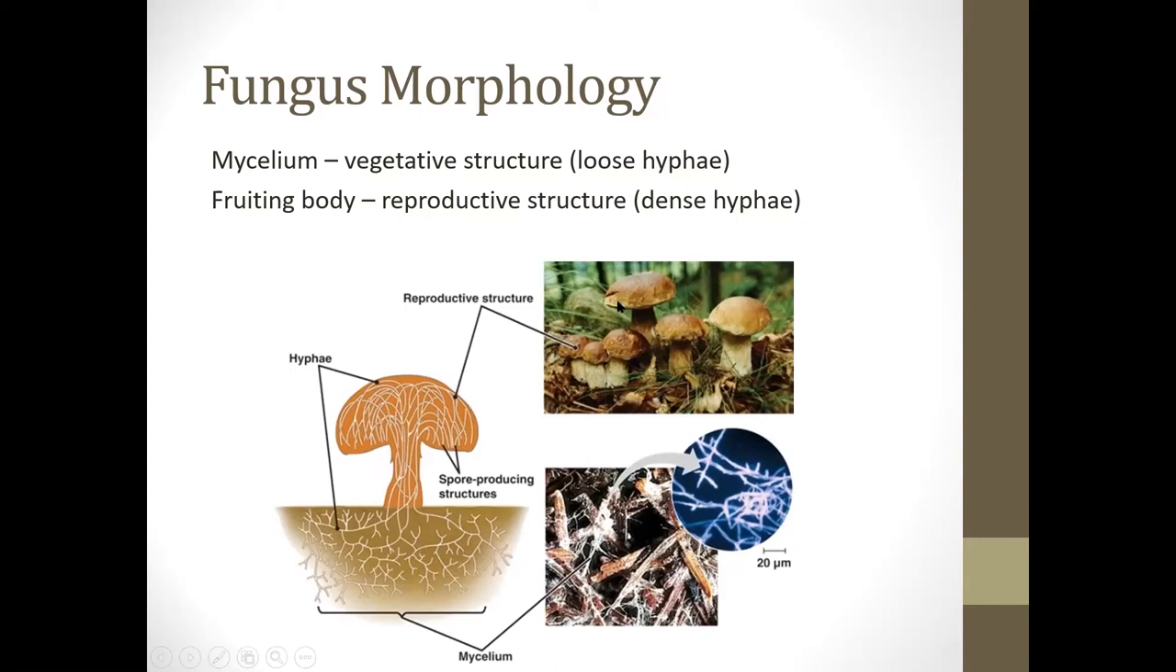If you took a mushroom and looked at it under a high enough powered microscope, you would be able to see each of the individual hyphae that make up that mushroom. Okay, so just keep that in mind as we go through this. Fungi mostly live underground as mycelium, which is a network of hyphae. When it comes time to reproduce, that is when they create a mushroom-like structure, this fruiting body. And these fruiting bodies are made up of densely packed hyphae.